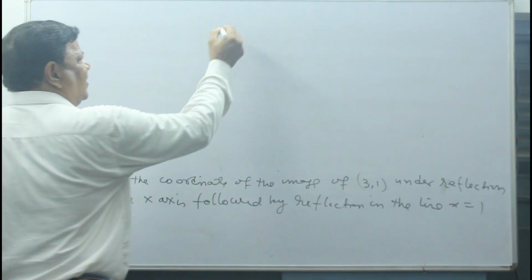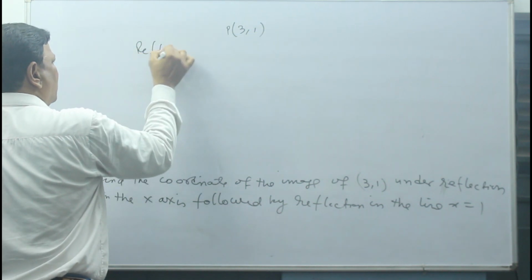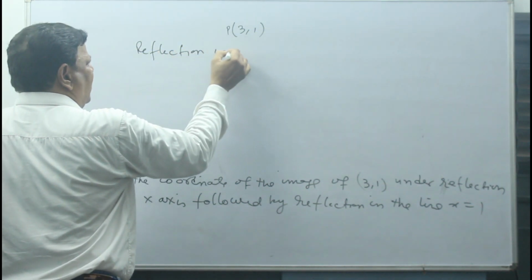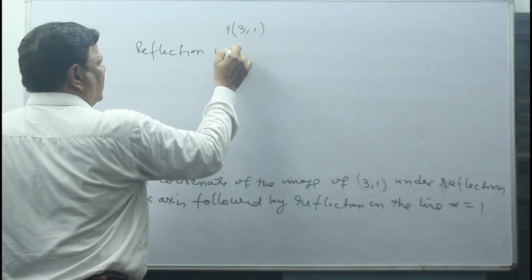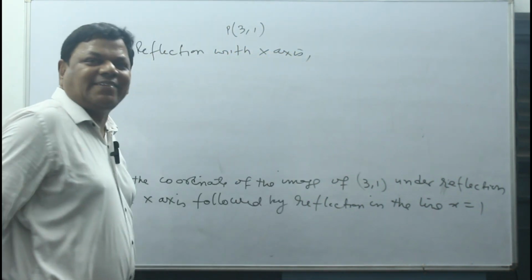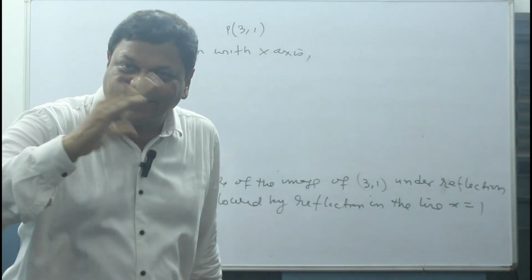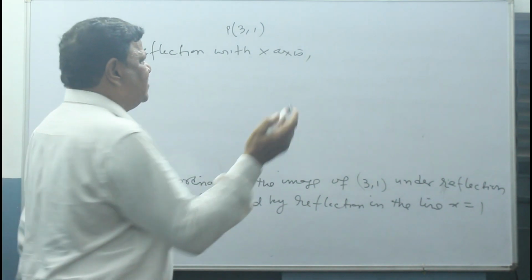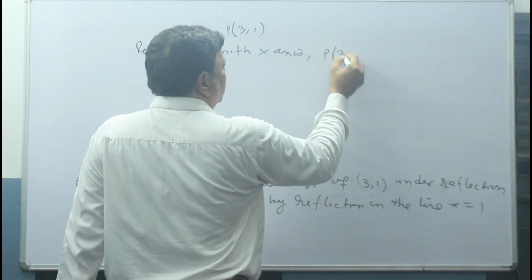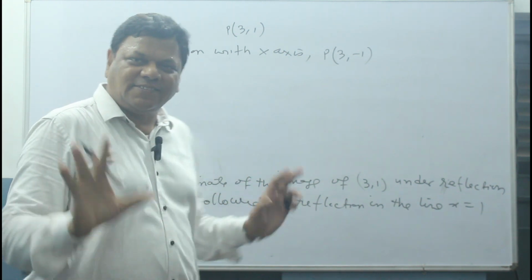So what is the point? Give one name, write down 3, 1. So first find out reflection with the x-axis. What does x-axis mean? I explained already. Remember what you said? Reflection in the x-axis means the y sign will change. So it should be 3, minus 1. First part is clear, reflection in the x-axis.